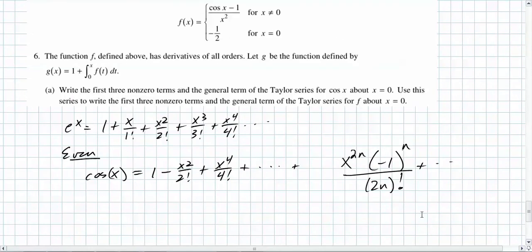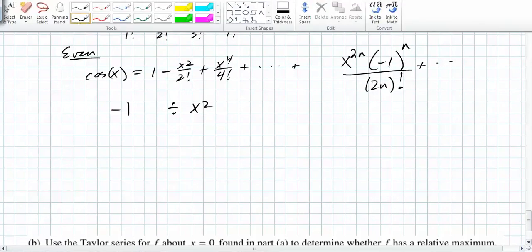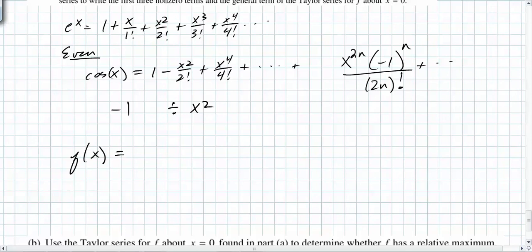So we need to keep going. That was 2 points, so we need 2 more. So we're doing f. What do you do to this series to make f? You subtract 1 and divide by x squared. So you end up with f of x is equal to, we're going to subtract 1. That kills the 1. We divide by x squared. So what are you left with as your first term?